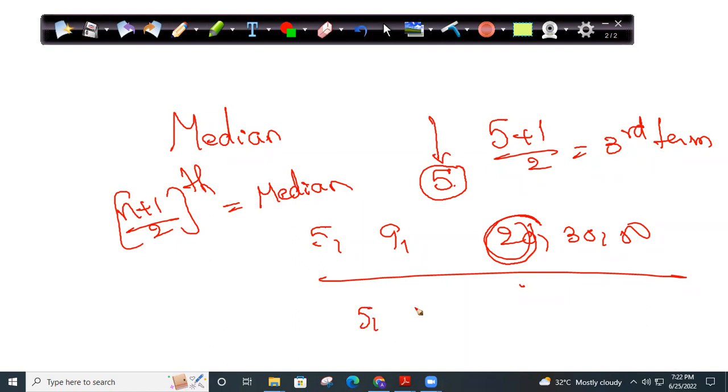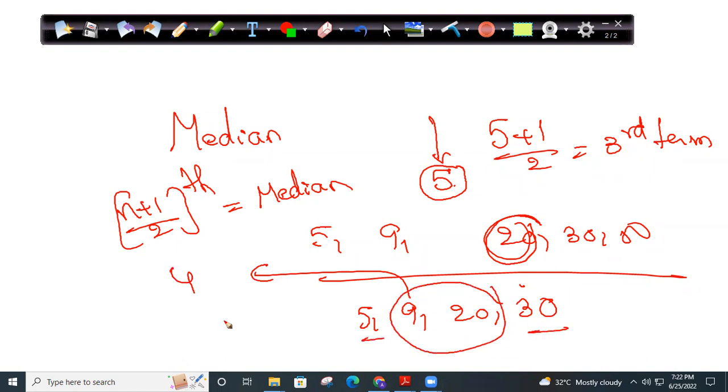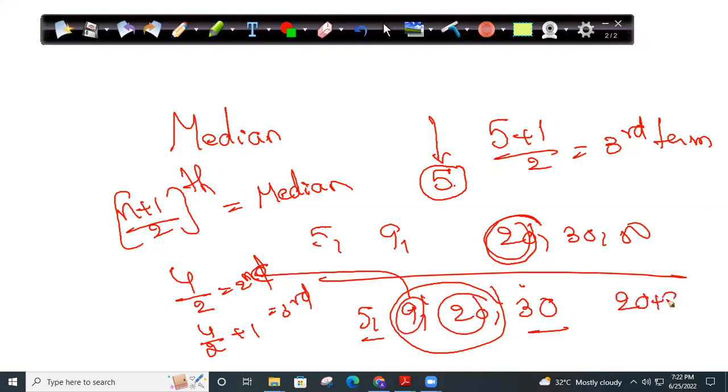Suppose I have only 5, 9, 20 and 30. Now there are only 4 terms. Then I can see 2 terms as my middle terms. One is 4 by 2 and the other is 4 by 2 plus 1, meaning the second term and the third term. So this is my second term and third term. Average of second and third: 29 by 2, 14.5.